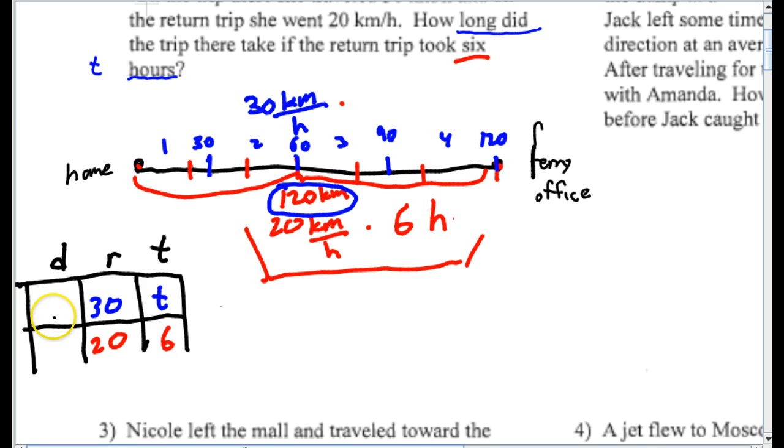But what else would we do? It doesn't really tell us a whole lot on how to solve the problem. We don't know the distance. So you have to know that distance equals rate times time. So 30t equals 20 times 6. So you can solve that, and that's just 6.